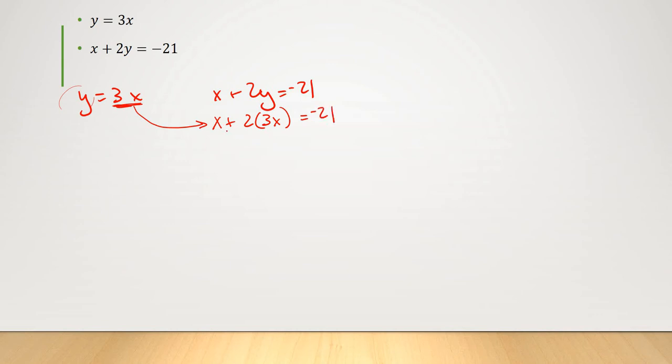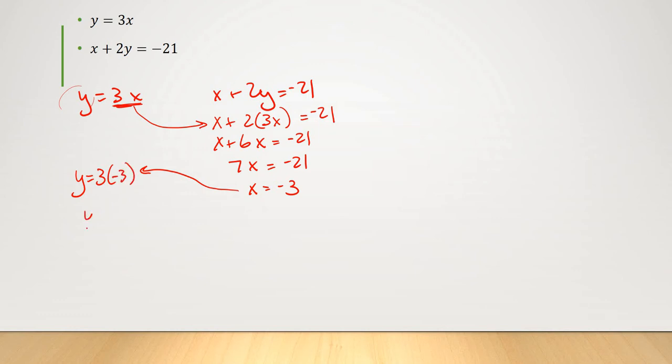Now I'm going to do step 3, solve the second equation for the second variable. So x plus 6x equals negative 21, 7x equals negative 21, and x equals negative 3. Again, pause if you need to. Then the next step says to substitute this value back into the first equation. So y equals 3 times negative 3, and y equals negative 9.